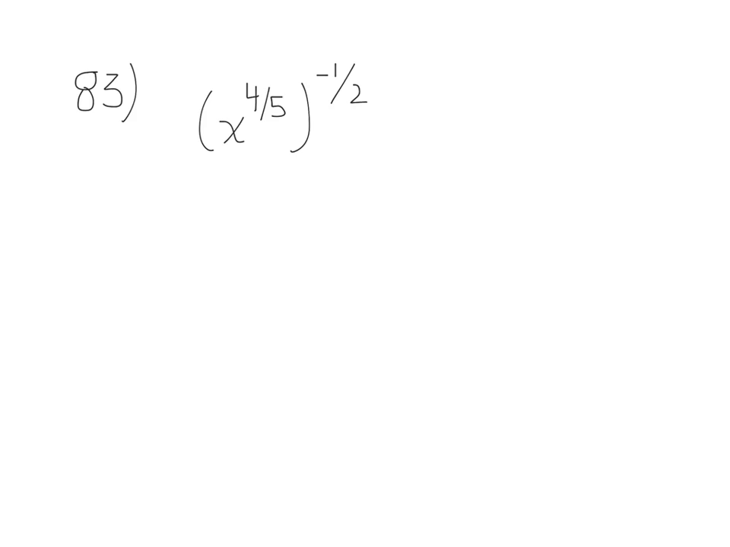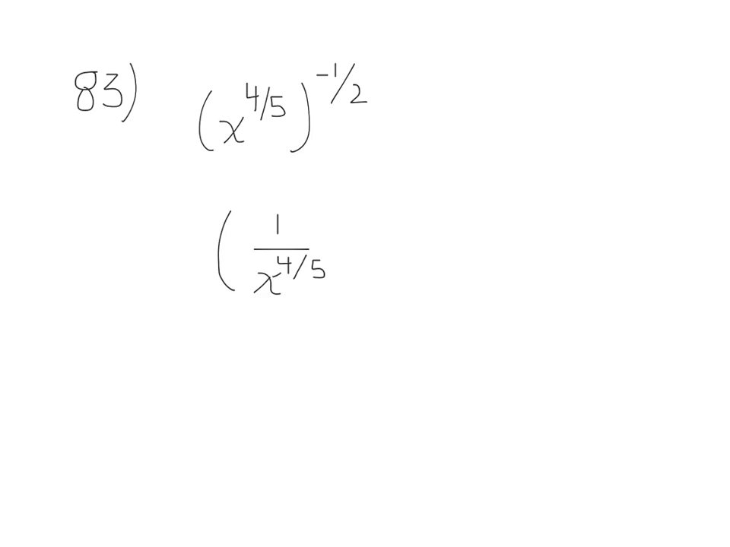This is number 83 in our Chapter 5 review, where we're asked to simplify and write our answer with only positive exponents. So this is a situation where clearly we have a negative exponent outside the parentheses. One way to do this would be to start by making that exponent positive, which means we have to take that base of x to the 4/5 power and reciprocate it.